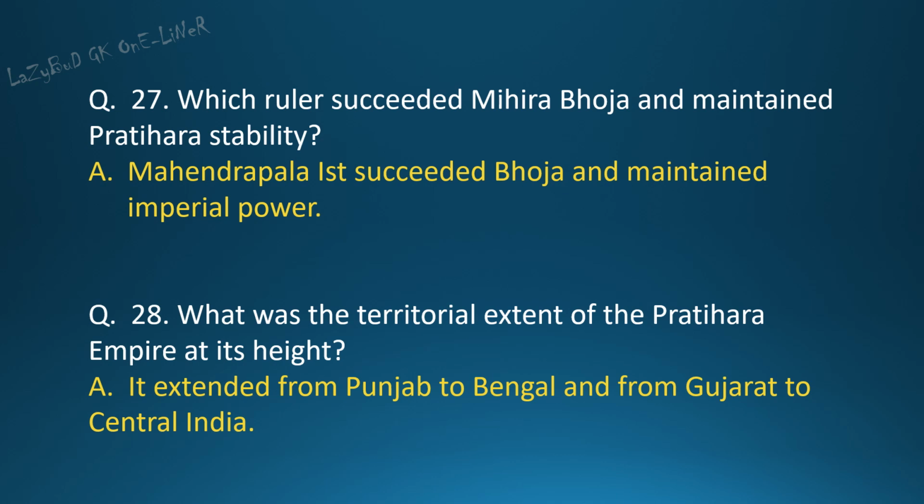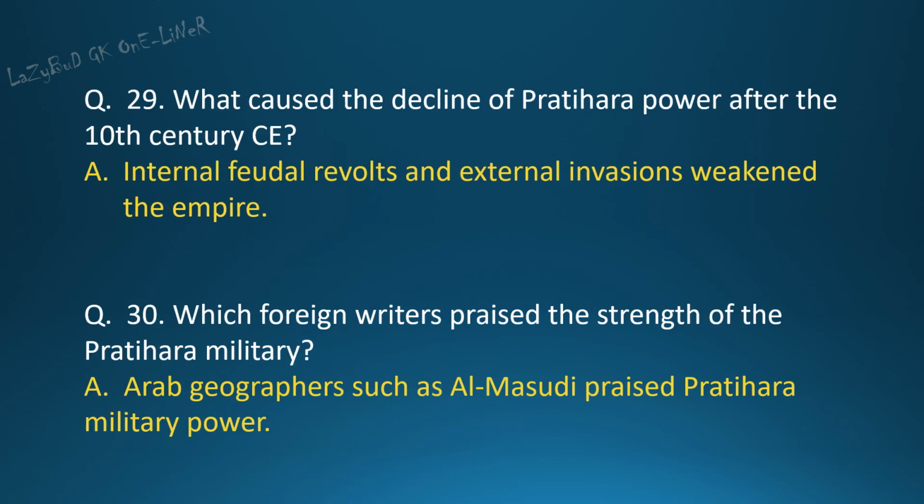What was the territorial extent of the Pratihara Empire at its height? Answer. It extended from Punjab to Bengal and from Gujarat to central India. Question 29. What caused the decline of Pratihara power after the 10th century CE? Answer. Internal feudal revolts and external invasions weakened the empire.